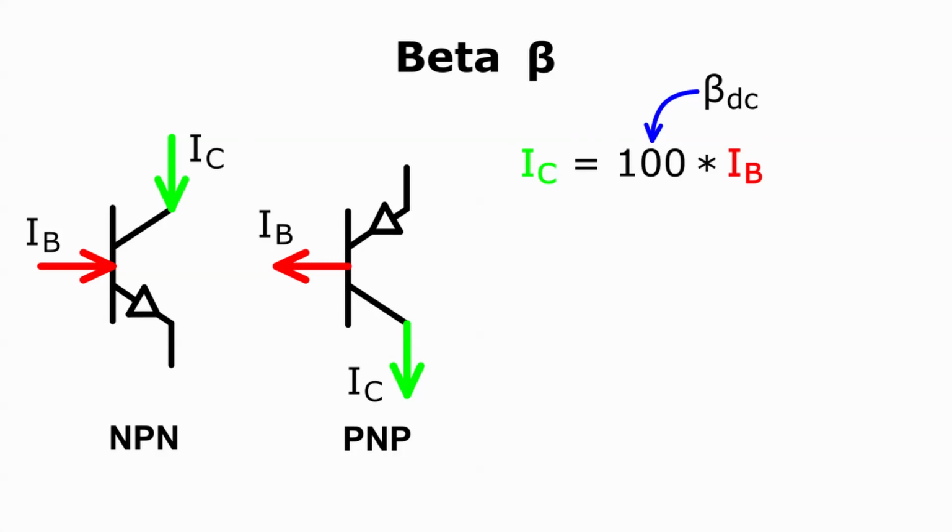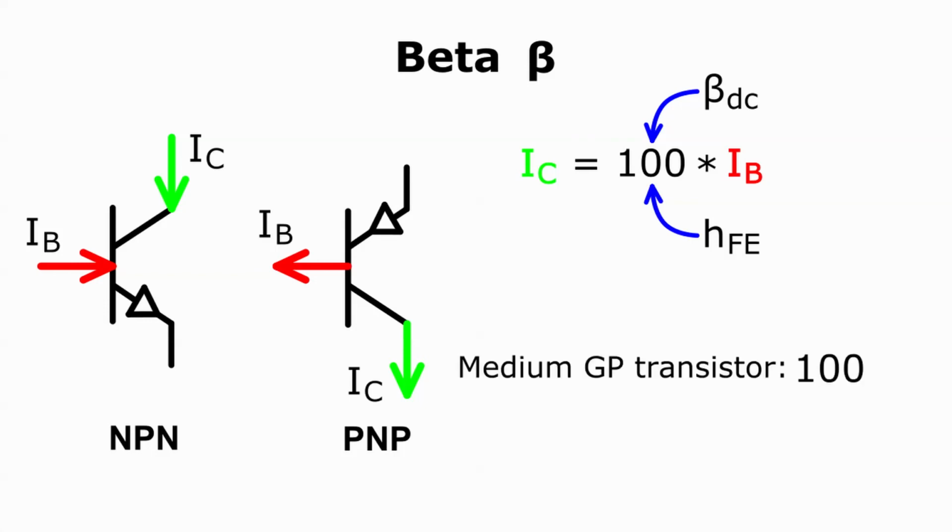You won't see the symbol beta in a transistor's data sheet. Manufacturers use a different symbol, HFE, when reporting the DC beta. Beta is not always equal to 100. It can even vary from one transistor to another in the same batch of part numbers. However, 100 is a very good place to start for any medium-sized general-purpose transistor.